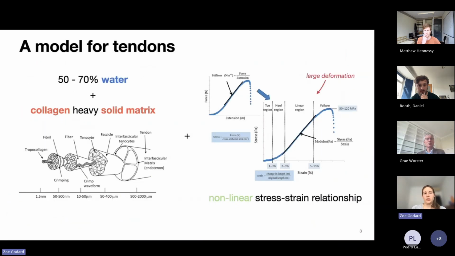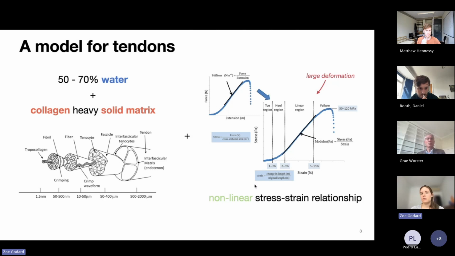Okay, how do we build a model for tendons? So tendons are about 50 to 70% water. It depends on the type of tendon. And then they have this collagen-heavy solid matrix. This is a diagram of the collagen hierarchy within tendon. So you have these highly aligned fibers, and then there's some other non-collagenous components, a few cells sort of hanging around.